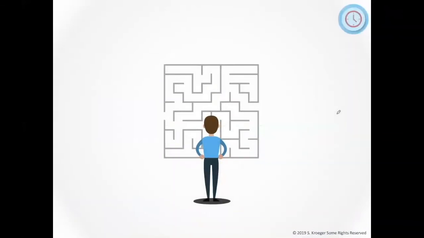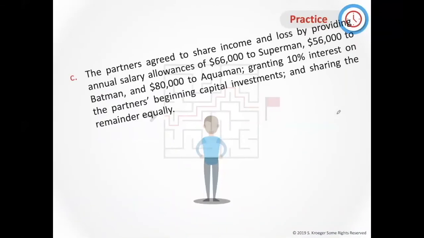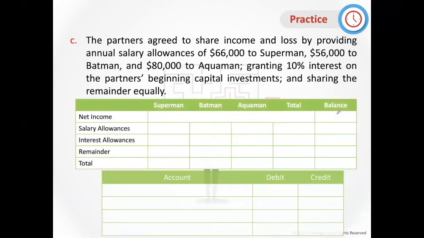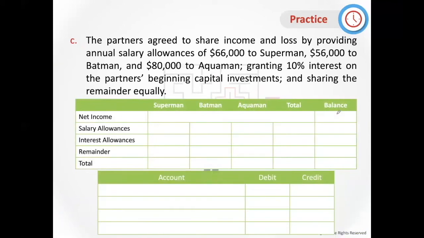Next, we have part C, which is a little bit more complicated. We have a little table to help out with this. The partners agreed to share income and loss by providing annual salary allowances of $66,000 to Superman, $56,000 to Batman, and $80,000 to Aquaman. They are also granting 10% interest on the partner's beginning capital investments and sharing the remainder equally.